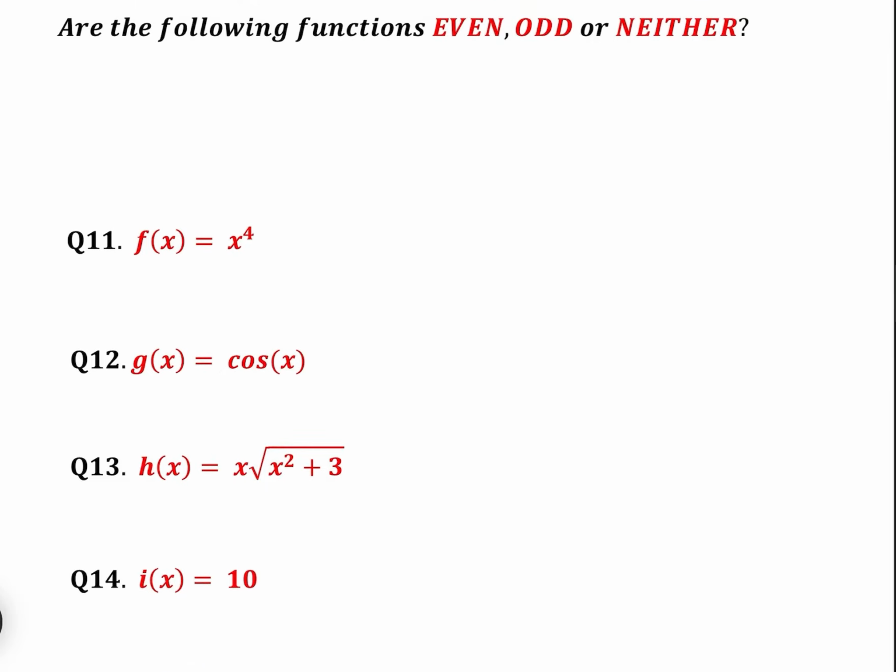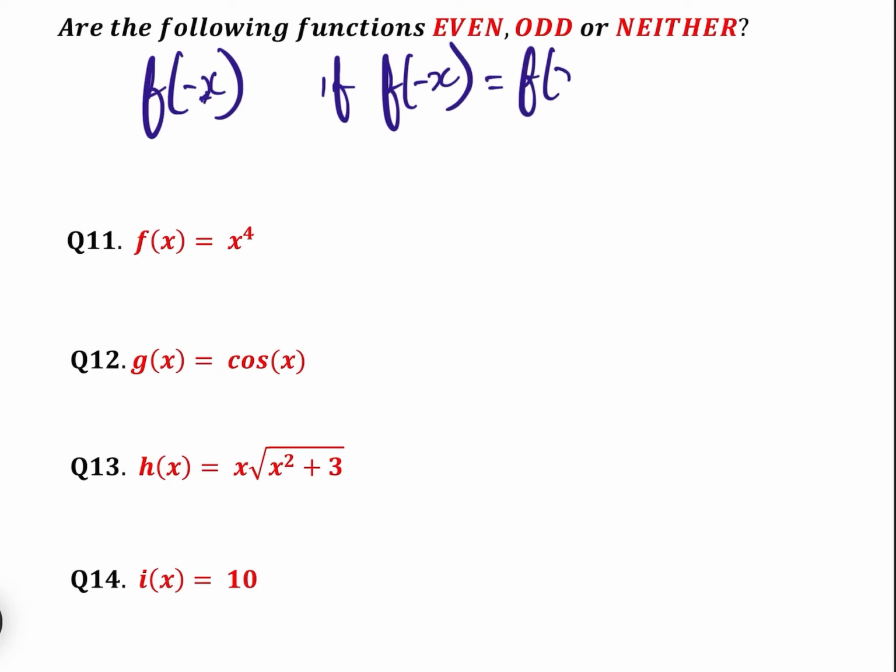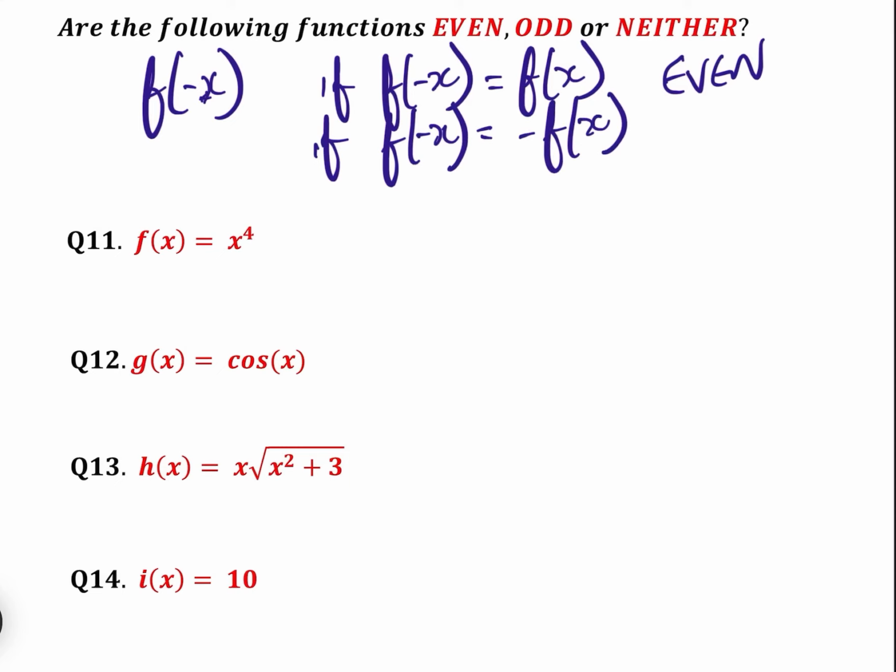Okay, so basically, how do you test for something to be either even, odd, or neither? What you need to do is you need to find f of minus x. Now, if f of minus x equals f of x, then the function is even. If f of minus x equals minus f of x, then the function is odd. And if neither of those two are true, then the function is neither even nor odd.